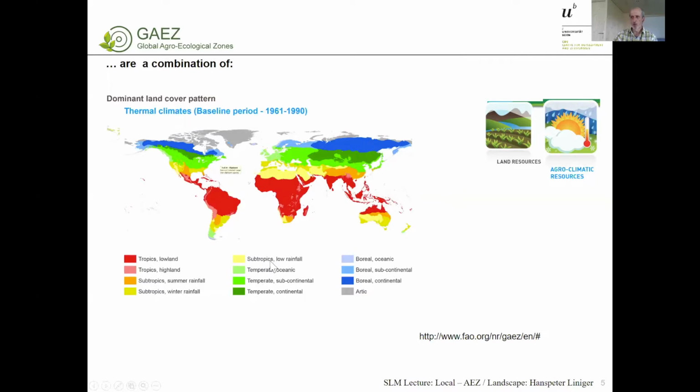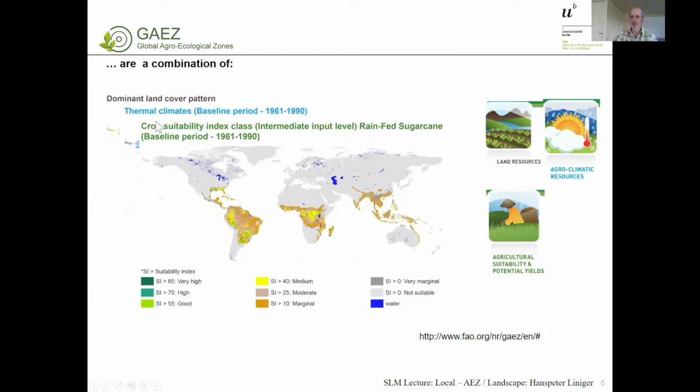And then low rainfall areas, yeah, northern Africa. Temperate zone, that whole belt here, it's very, very clear with different climate regimes from subcontinental, oceanic to continental, and then the boreal zone. So thermal climates as a second one.